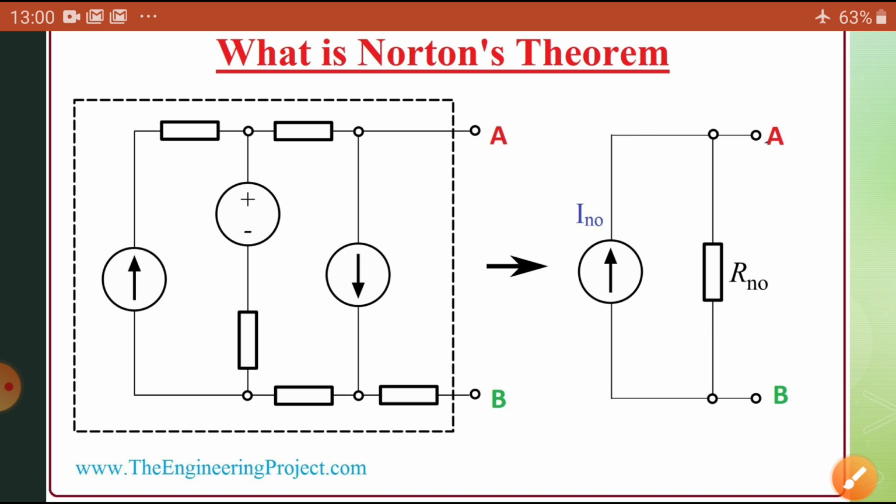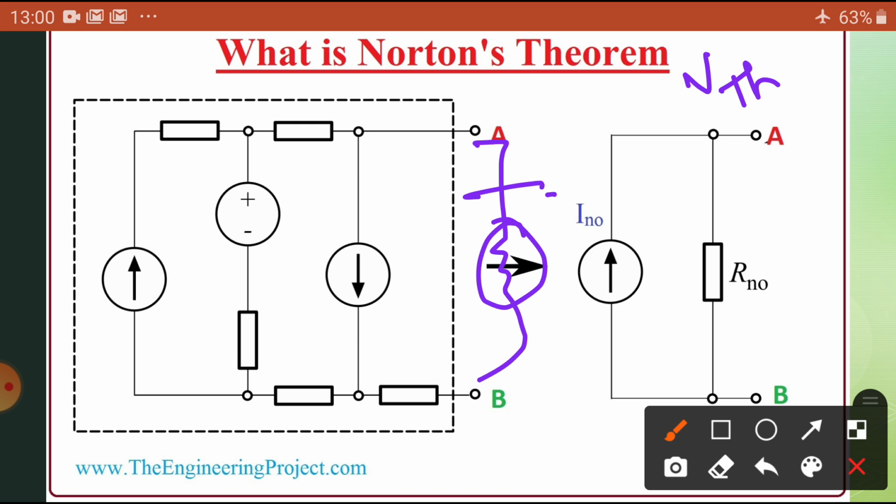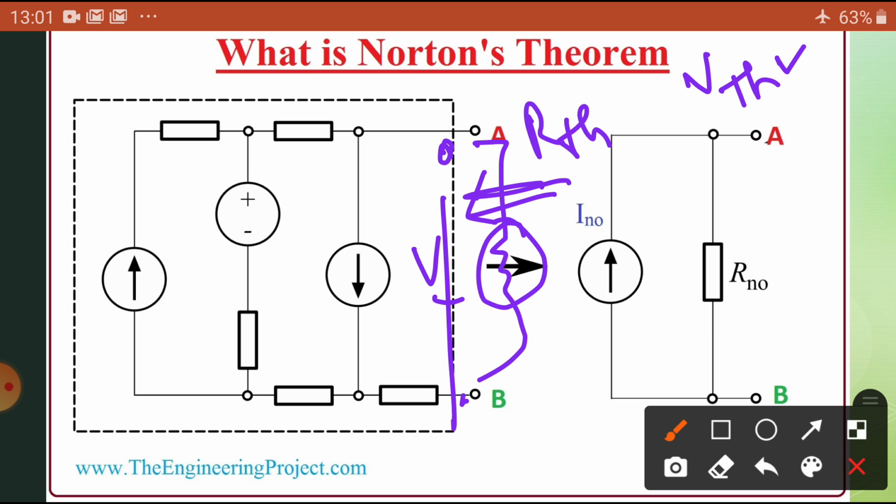You have seen in Thevenin's theorem, for the complex circuit, you calculated V Thevenin. How did you calculate it? The load here is removed, and looking at the open terminals you find the voltage. That voltage is V Thevenin. Then, looking at the circuit, you find R Thevenin: if a voltage source is connected, it is replaced by its internal resistance. If a current source is present, it is replaced by an open circuit. That is R Thevenin, and that is V Thevenin.